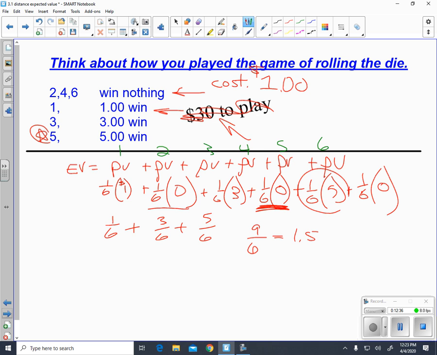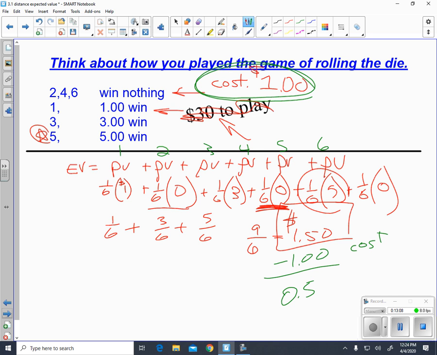9/6 is 1.5. Now we're talking about money, right? So the expected value when you play the game is that you will, on average, remember the definition, average result over the long run? On average, you'd win $1.50 as you play the game. Now, if we also factor in that it costs $1 to play every time, we subtract away the cost to play. In essence, it really means that as we play and play and play and play, we'd expect to make a 50-cent profit.